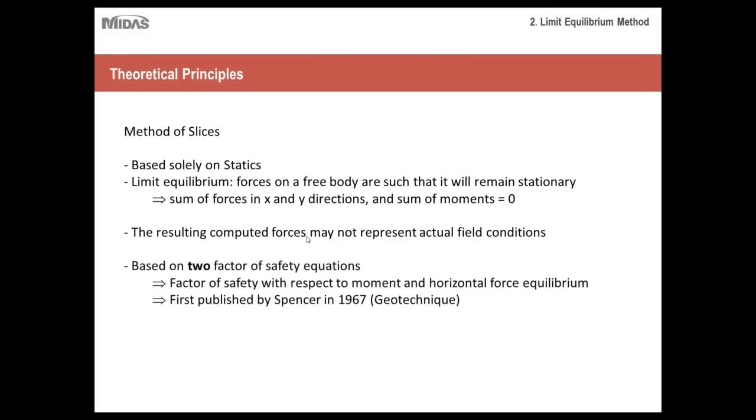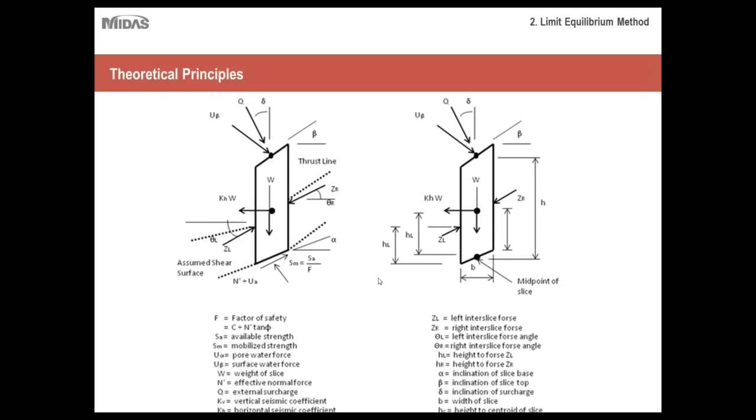So it's based on two factor of safety equations: the factor of safety with respect to the moment and horizontal force equilibrium, as first published by Spencer in Geotechnique. As far as Spencer-Morgenstern, Spencer's method, it's based on these two factor of safety equations. And currently Spencer's or the Morgenstern-Price method are really the main ones that are used today, that are implemented in those computer programs we mentioned previously.